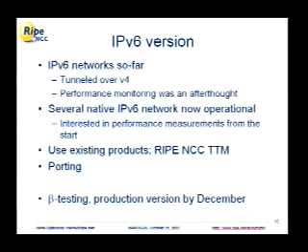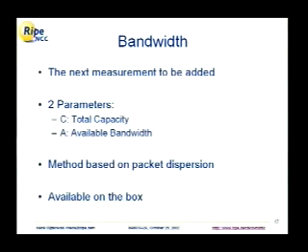We're also working on an IPv6 version, which will be ready for production by December. So if you're running an IPv6 network, we can actually look at performance of that. And the other measurement that's about to be added is bandwidth, which is being beta tested as we speak. Should be available fairly soon.